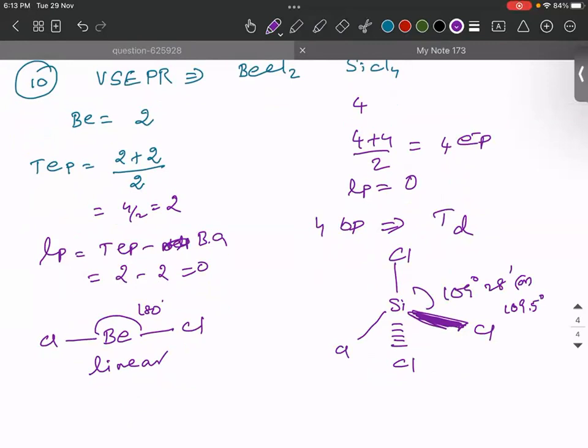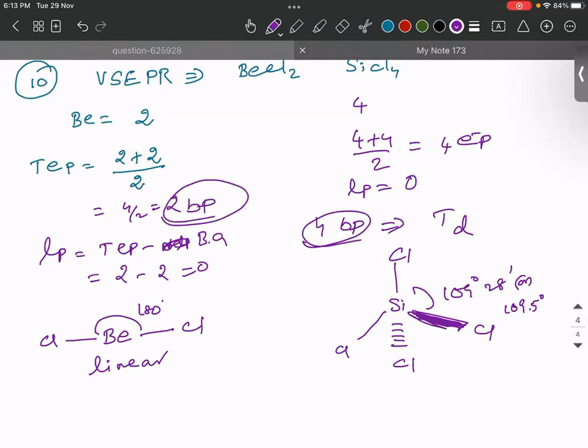Here you don't have the lone pair of electrons. So due to the absence of lone pair of electrons, you will get the symmetrical structure because you have only 2 bond pairs in one and 4 bond pairs, no lone pairs, in the other. So you will get the symmetrical structure.